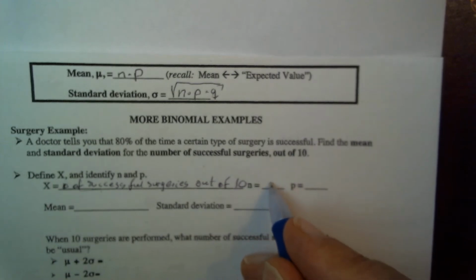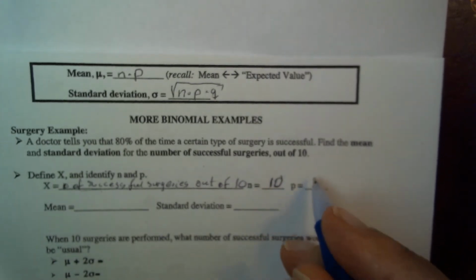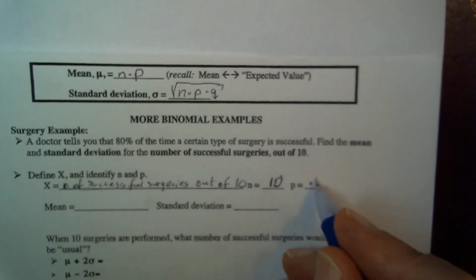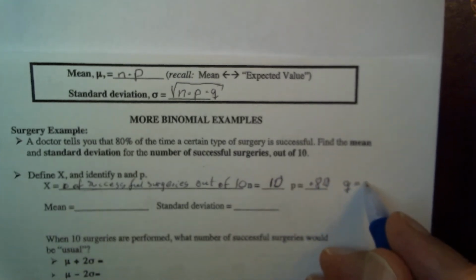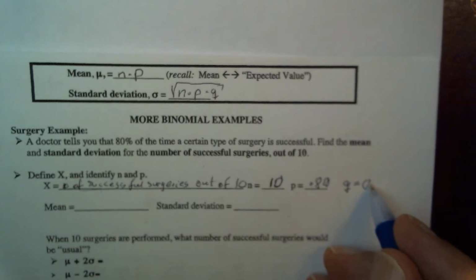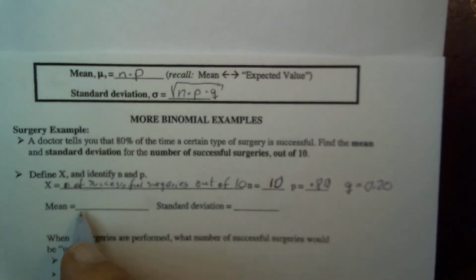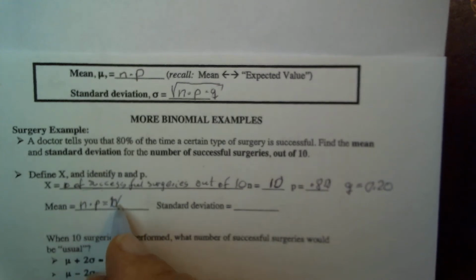N would be equal to 10, and P, the probability of success, at 80%, that means the same as 0.80. Then Q would be 1 minus P, or 0.2. So the mean would be N times P, or 10 times 0.8, or 8 successful surgeries.